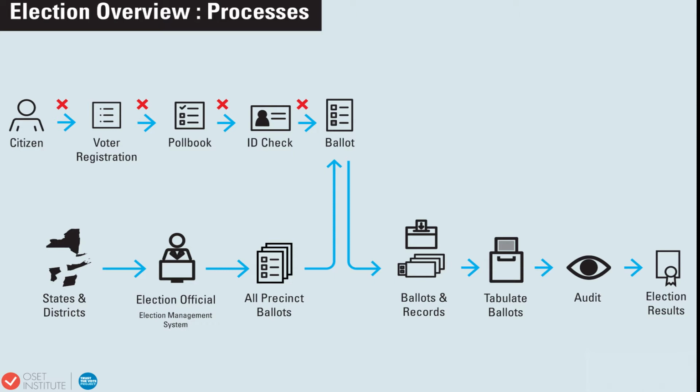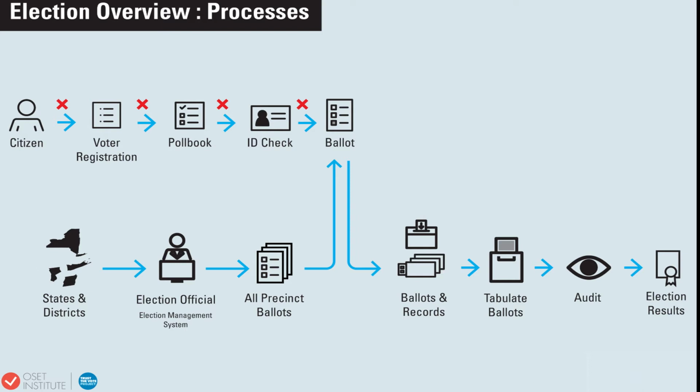Now, that citizen first has to register to vote in almost all the states of the US. Then, if they're going to go vote in person, they have to be compared to a poll book, which is a list of all the registered voters that are allowed to vote in one particular place where the voter is going. In some states, in addition to that, they also have to present a voter ID. Then at that point, the voter can actually mark their ballot in person in a polling place.